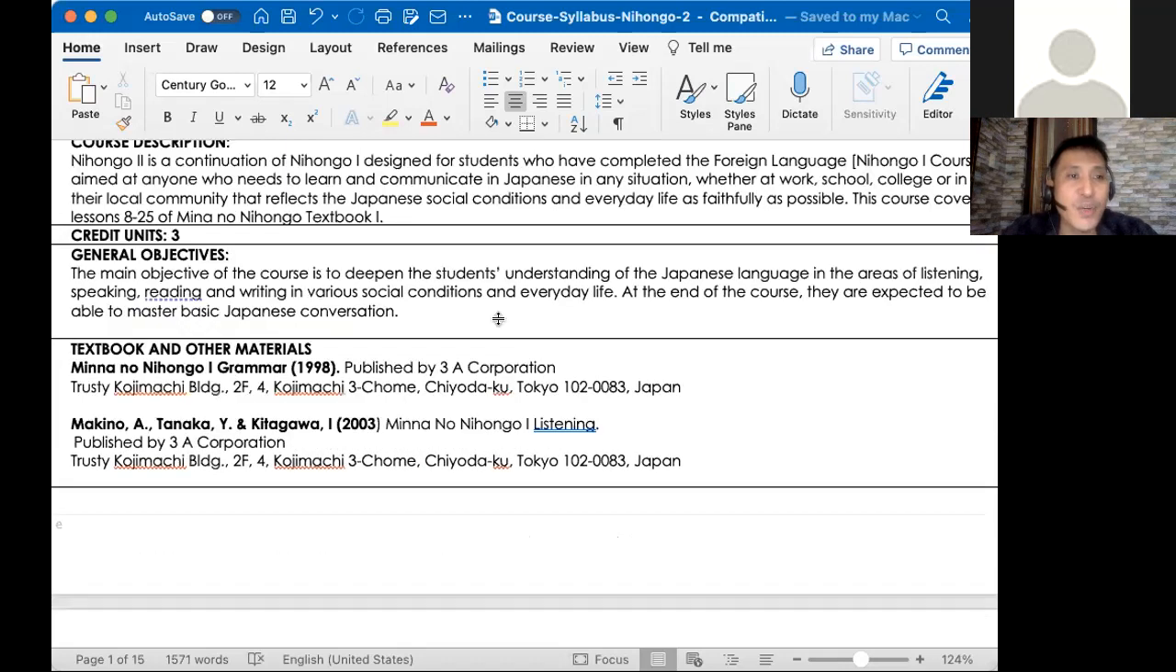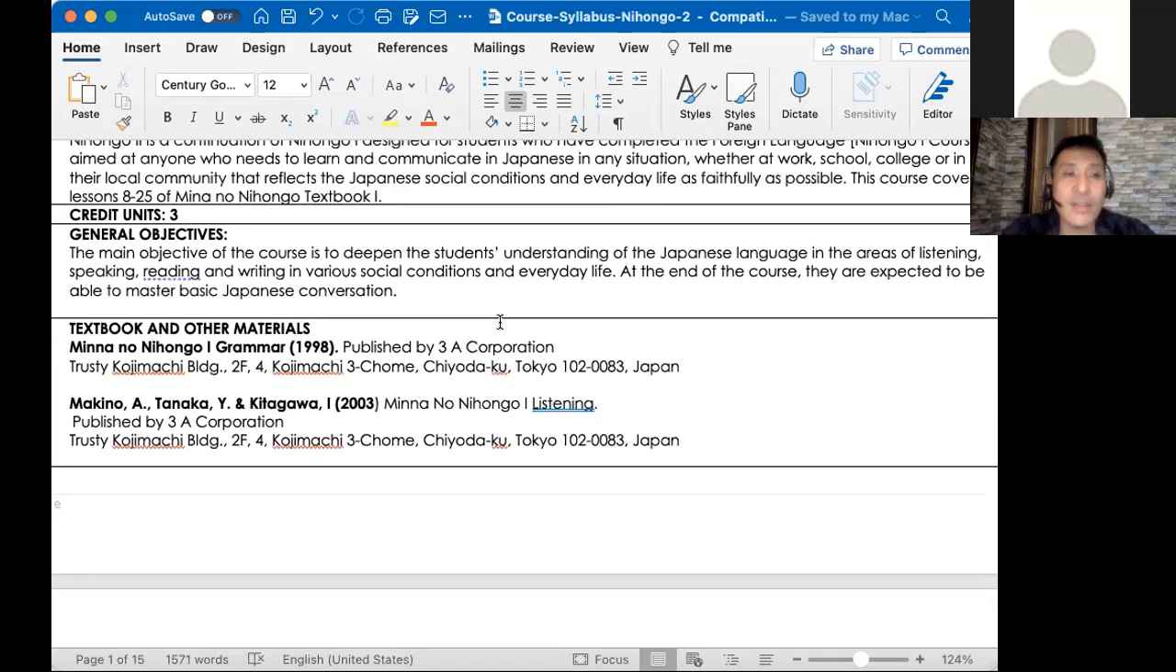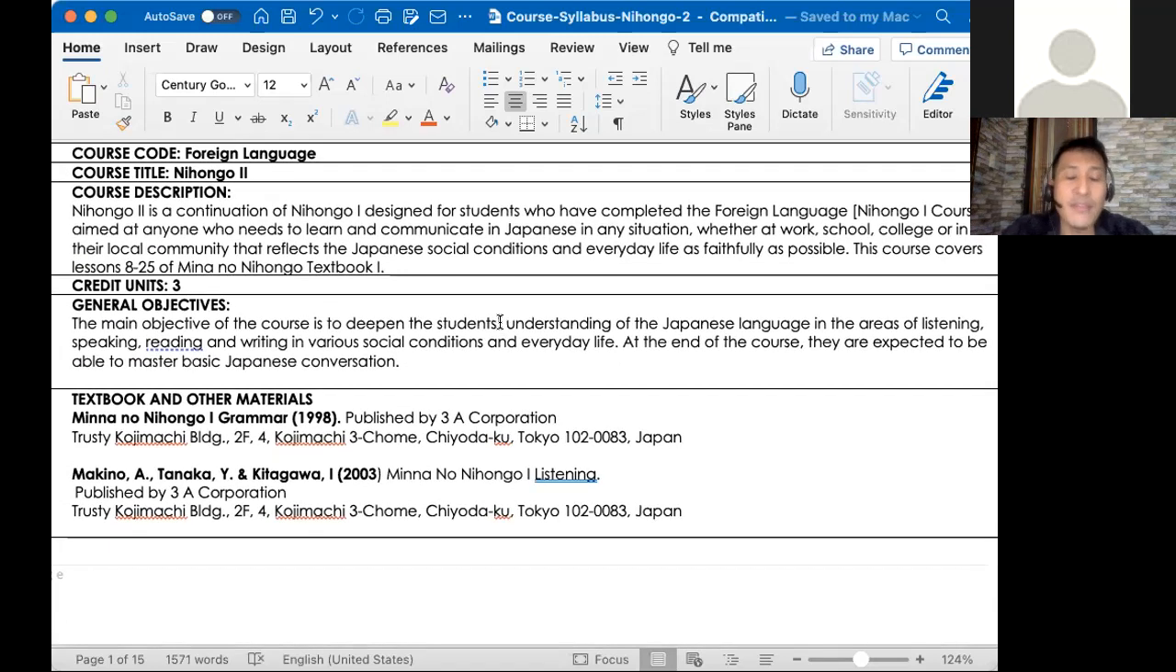Okay? So still, credit natin dito is 3 units, and the general objective of this course is to deepen the students' understanding of the Japanese language in the areas of listening, speaking, reading, and writing in various social conditions and everyday life. So at the end of the course, they are expected to be able to master basic Japanese conversation.